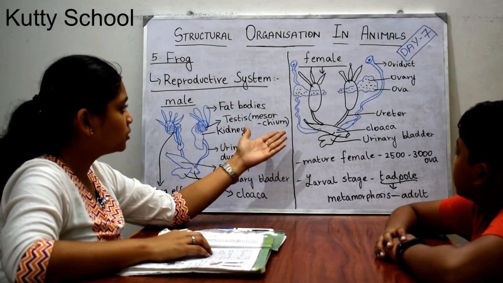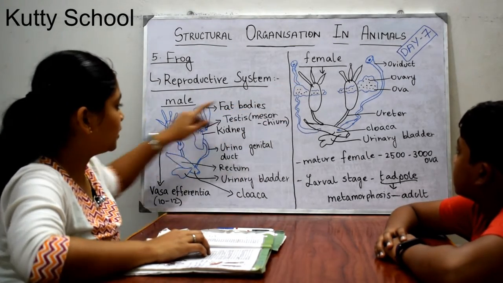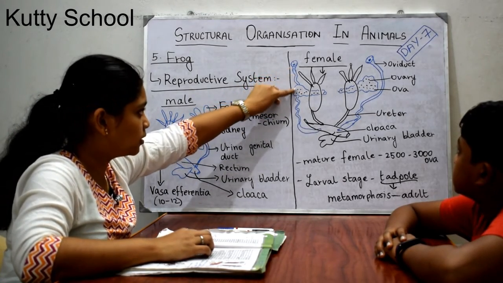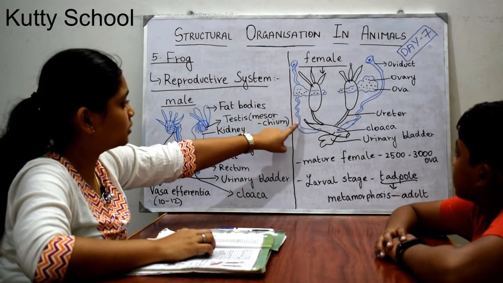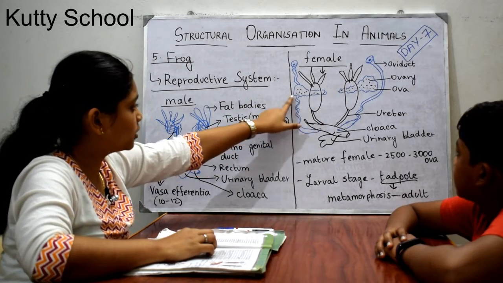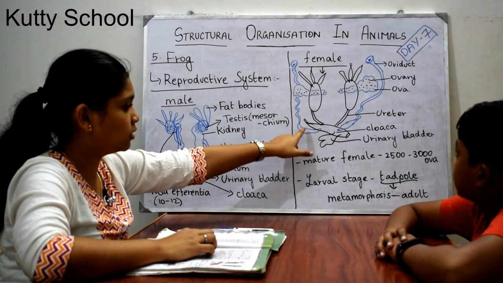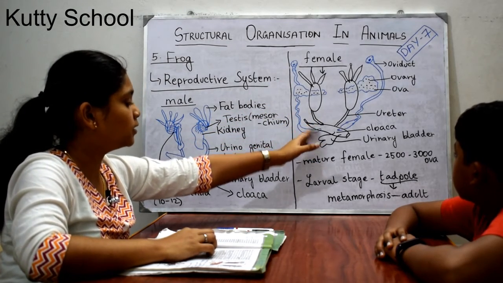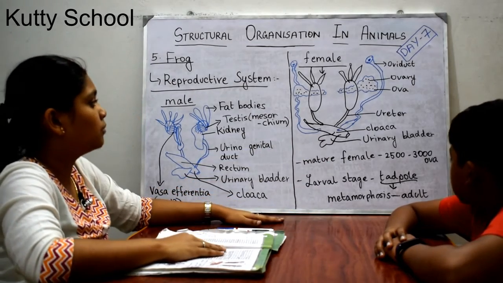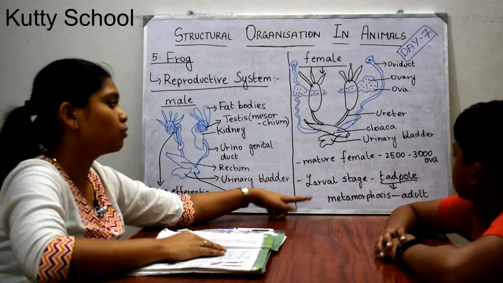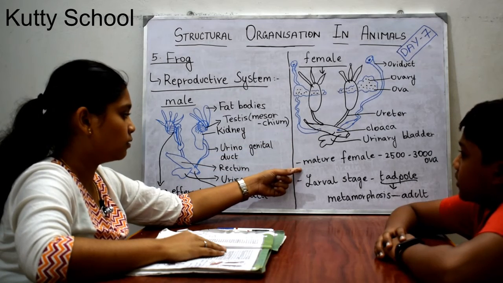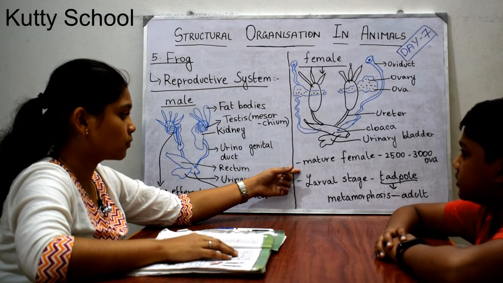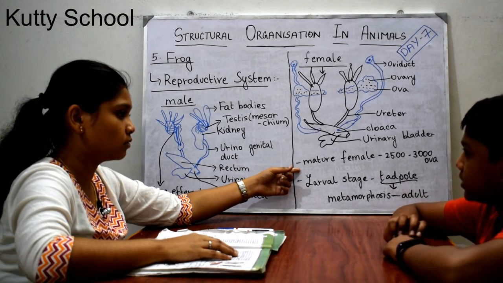Above the kidney there are fat bodies, and these are the oviducts, which collect the ova and pass them down. These two are ureters, but these are oviducts. They pass separately into the cloaca, and this is the urinary bladder. The ova are released at a time. A mature female can release 2500 to 3000 ova at a time, all into water. The ova are the eggs.